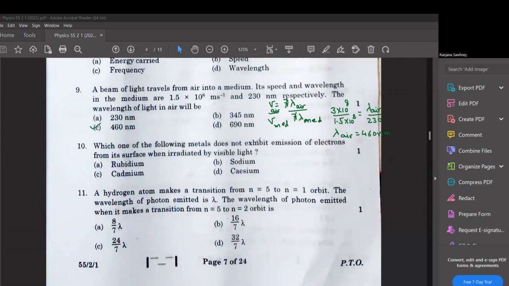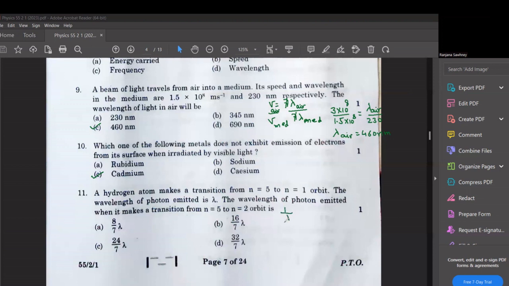Next: which one of the following materials does not exhibit emission of electrons when irradiated by visible light? The rest all emit. Cadmium does not emit. Next question: a hydrogen atom makes a transition from n equal to 5 to n equal to 1, and the wavelength is lambda. When it makes a transition from n equal to 5 to n equal to 2, we have to find the wavelength.